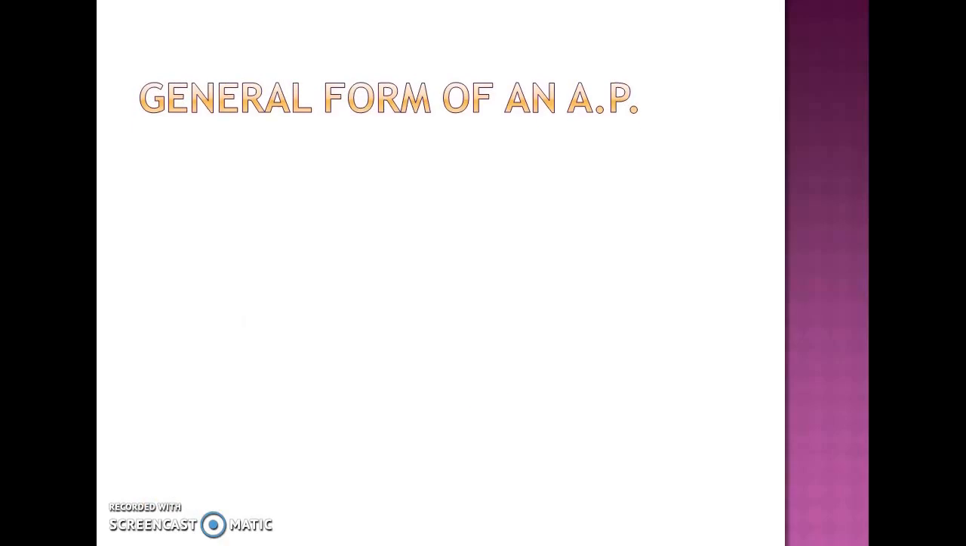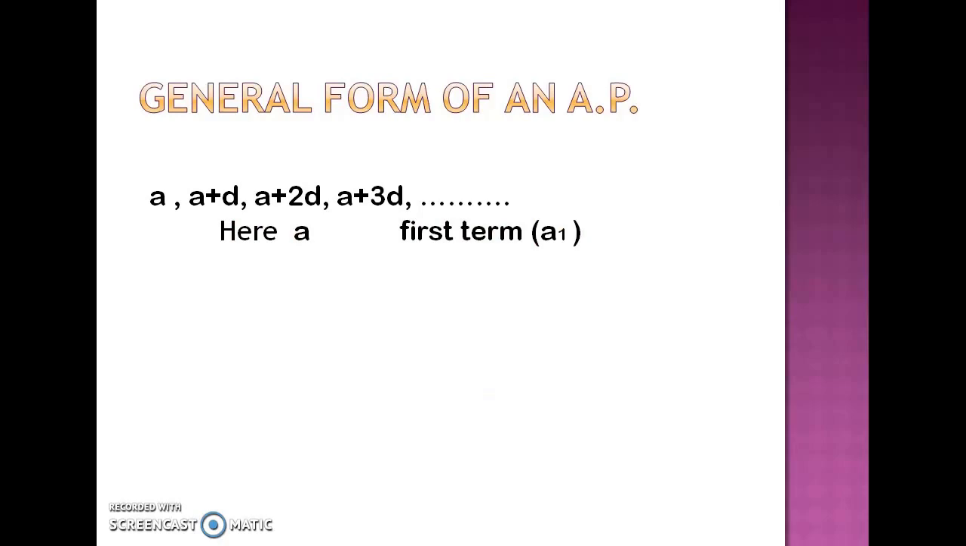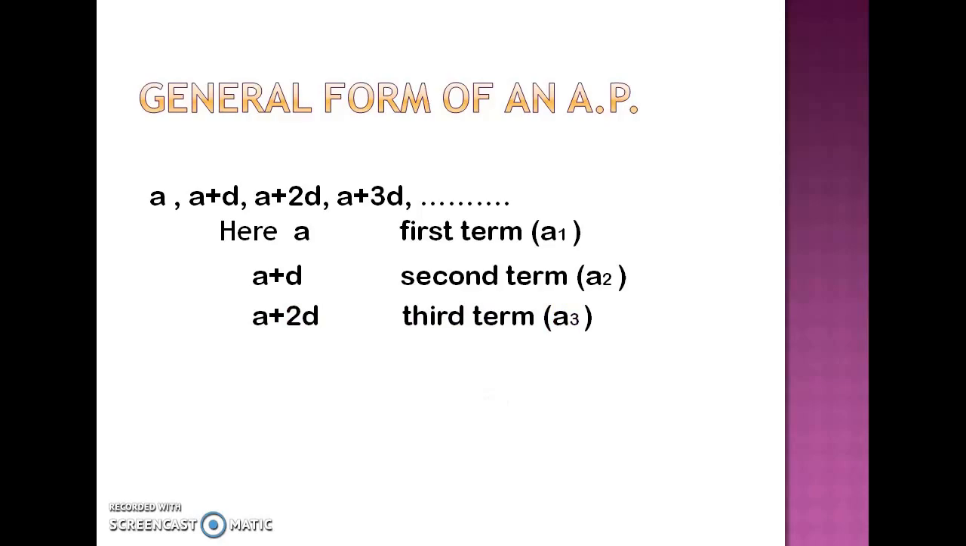Next, the general form of an AP. A, A plus D, A plus 2D, A plus 3D represents the general form of an AP. Here, A is the first term and it is denoted by A1. A plus D is the second term and it is also called A2. And the third term is A plus 2D and it is also called A3. And D is the constant term, so it is called the common difference. By using the formula A2 minus A1 or A3 minus A2, we can find the difference.